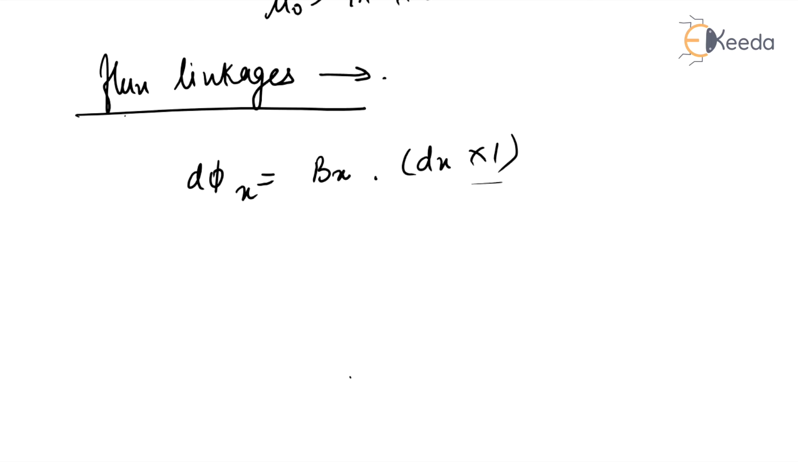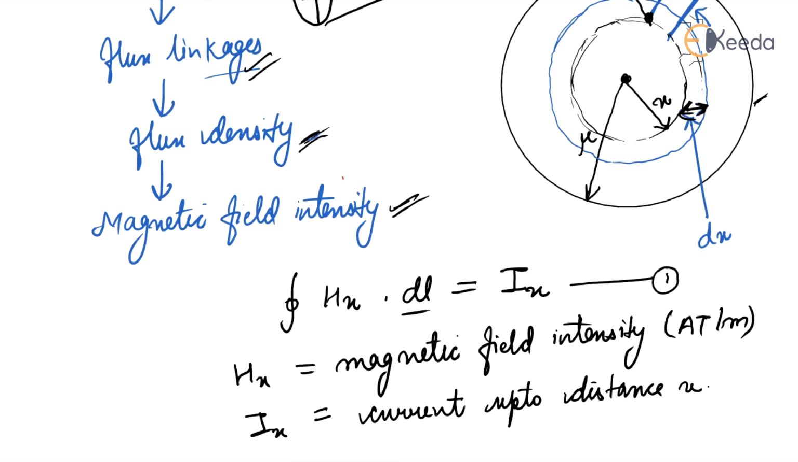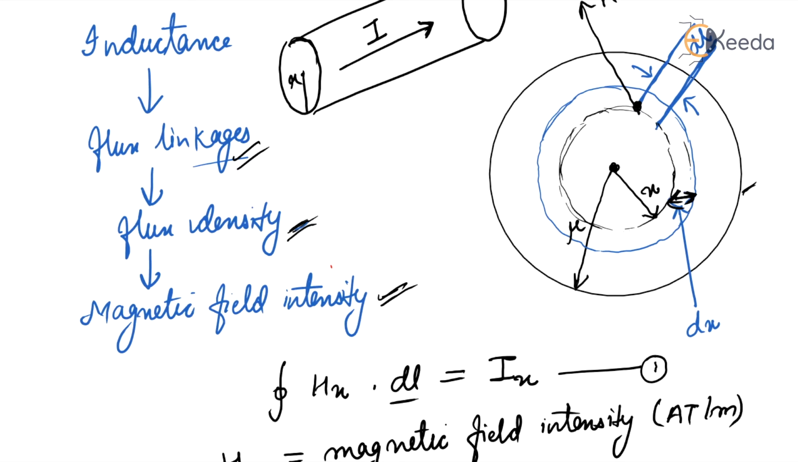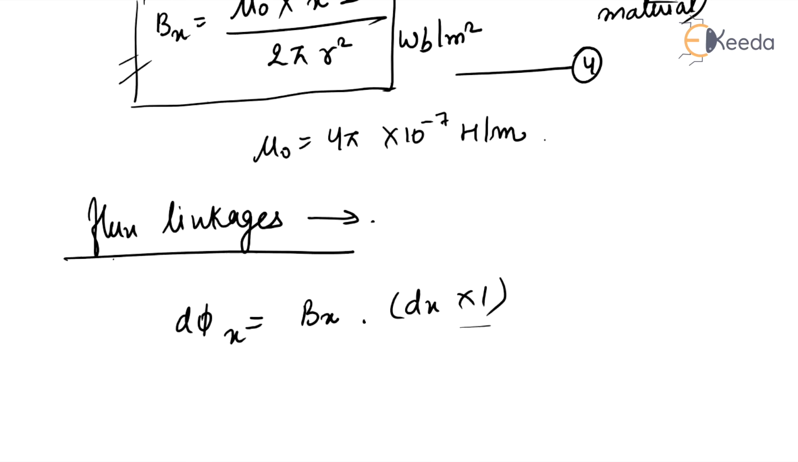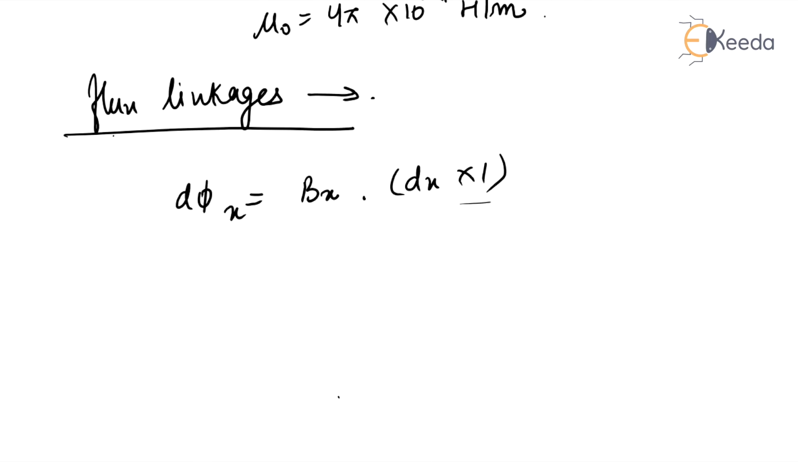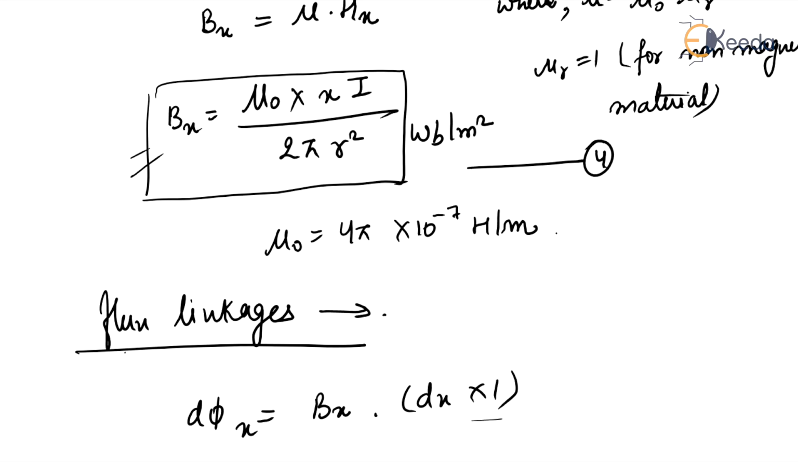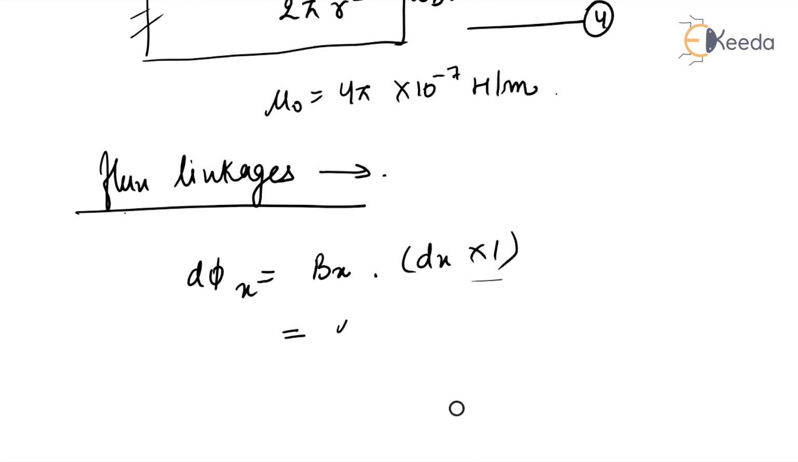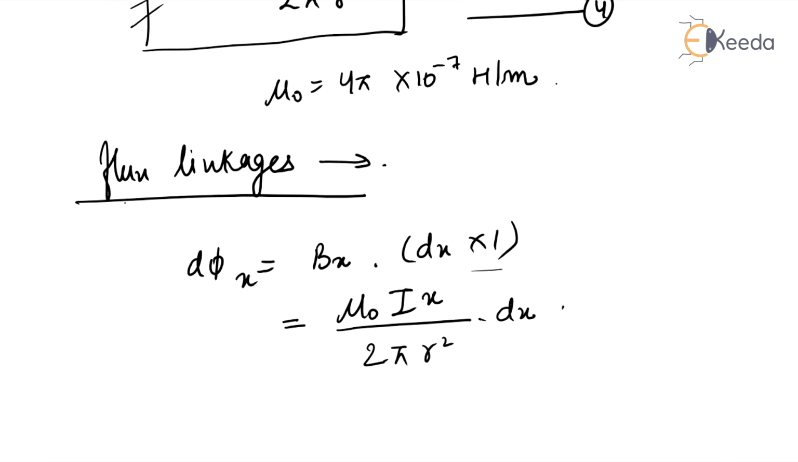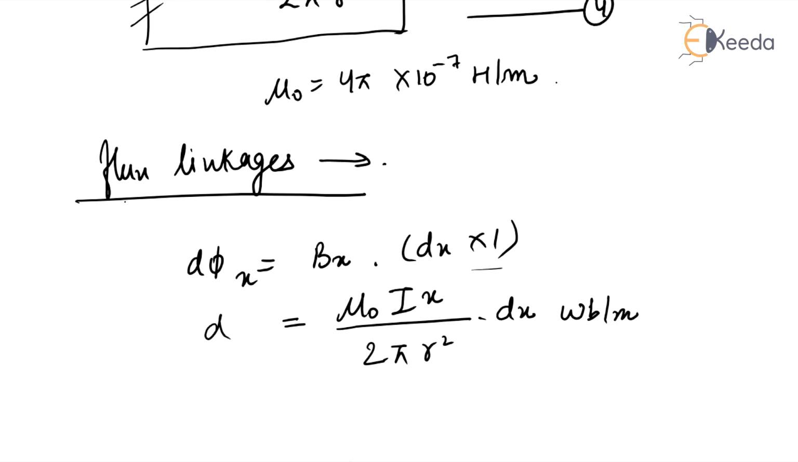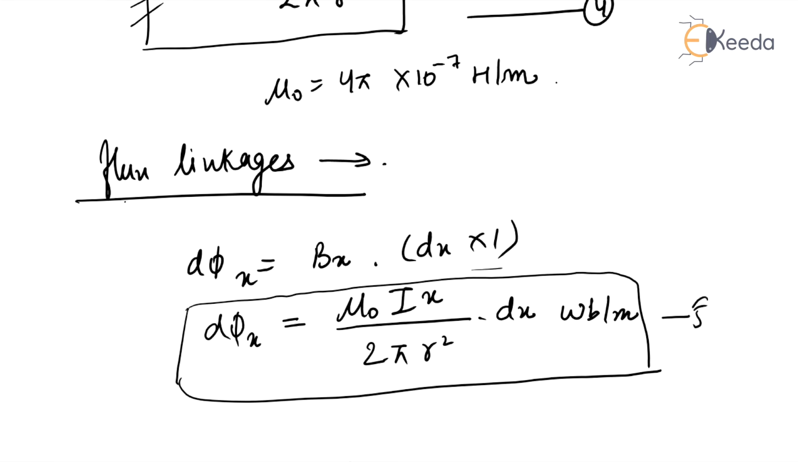What is this dx into 1? See, area is equal to dx into 1 square meter. 1 means per meter length. For 1 meter length, the area is equal to this dx into 1. So this is Bx into dx into 1. So put the value for Bx. From equation 4 we know Bx is equal to mu naught Ix upon 2 pi r square, into dx. Weber per meter. This is d phi x. This is equation number 5.